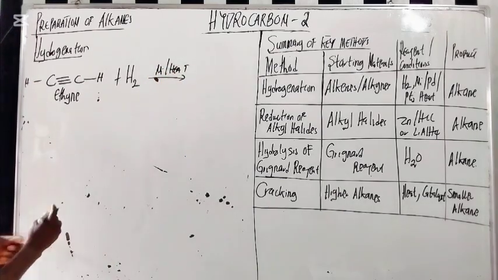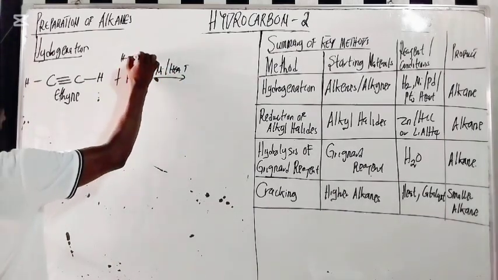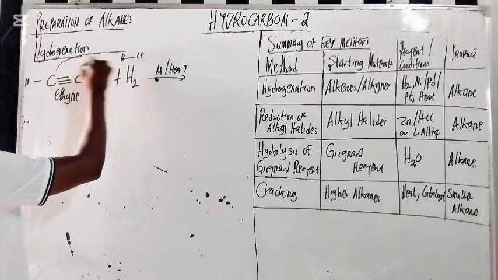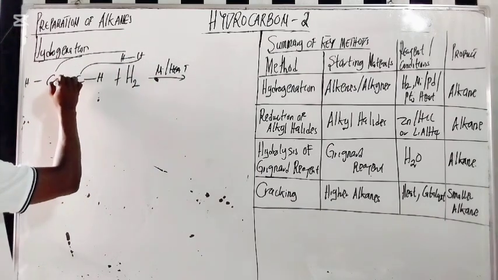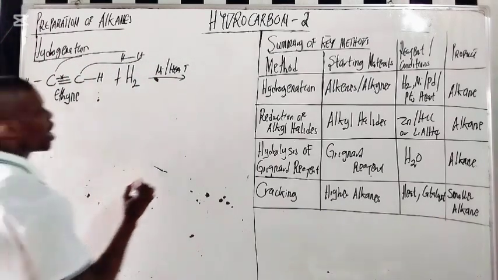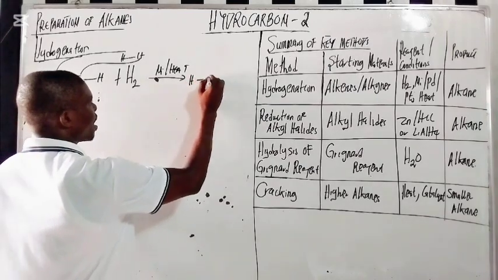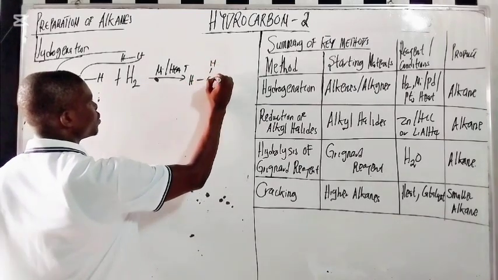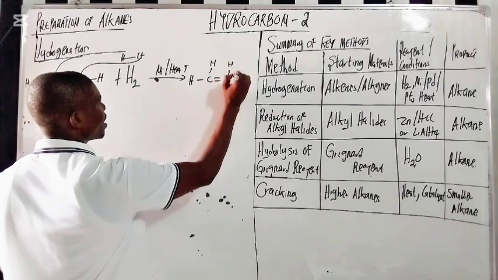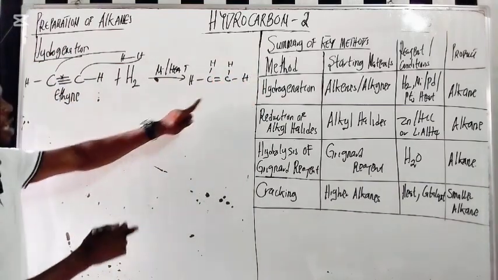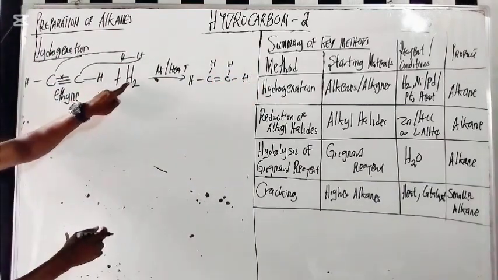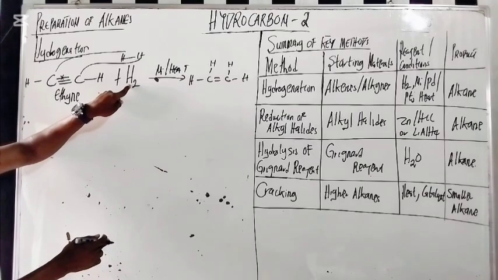Now what happened here is that this one has two hydrogens. This one will move here, to break this first bond. So what do you have here? You now have carbon, hydrogen, double bond, carbon, hydrogen, and hydrogen. You added this hydrogen here.